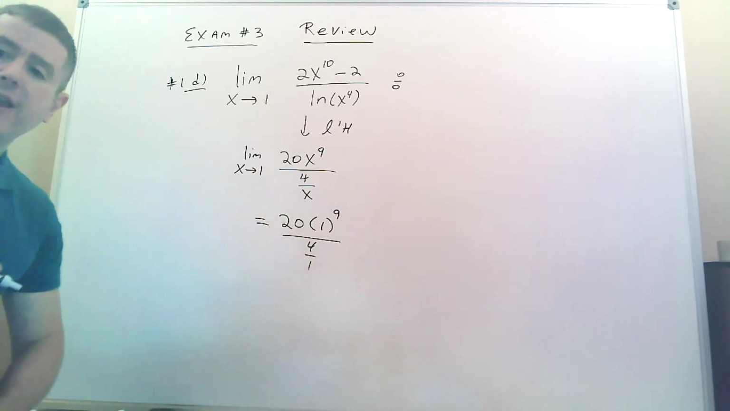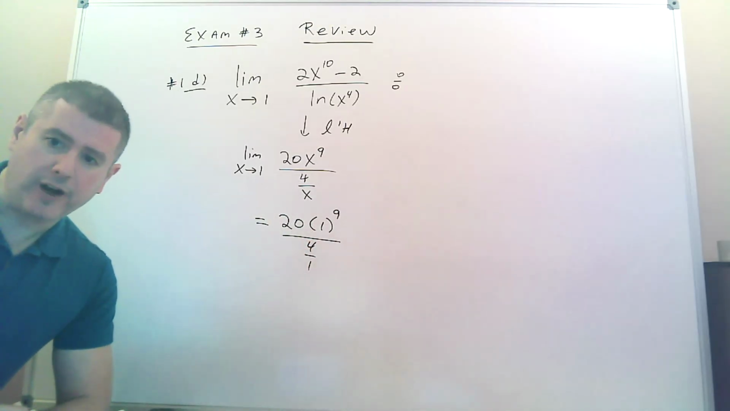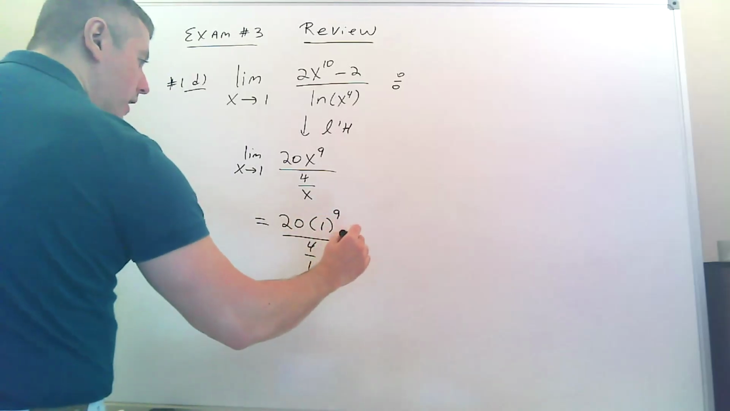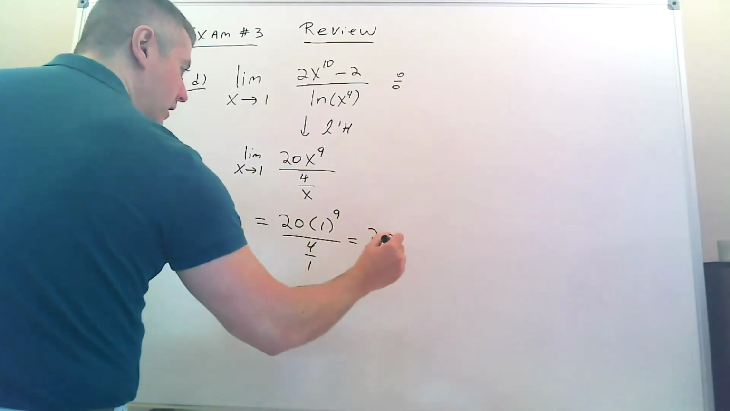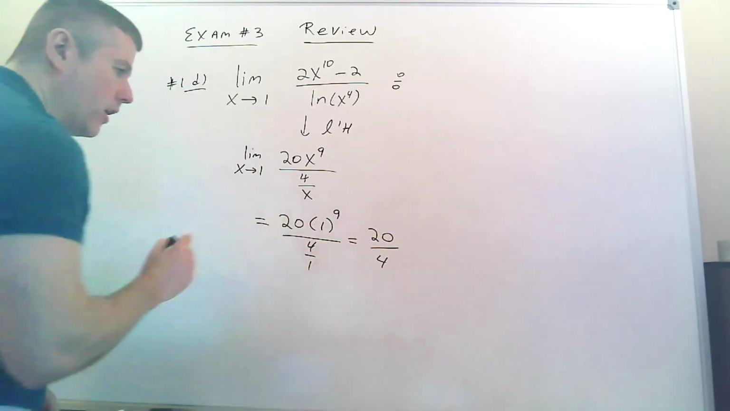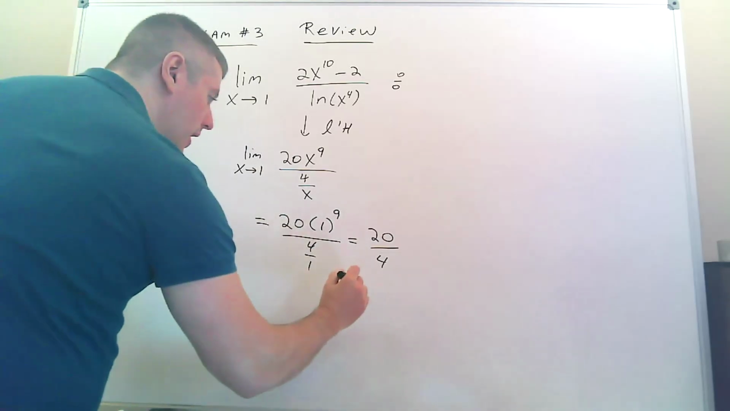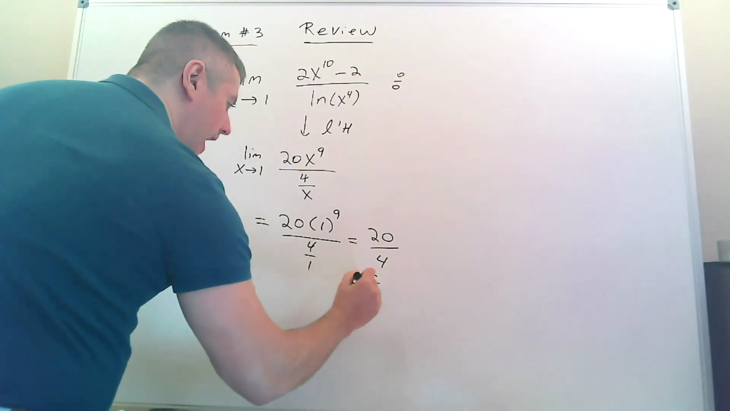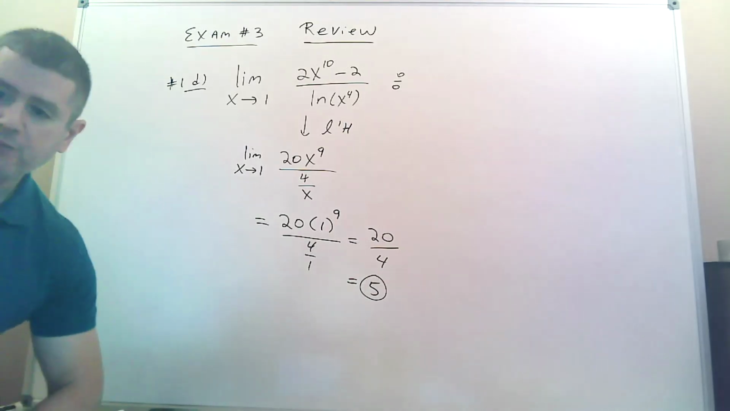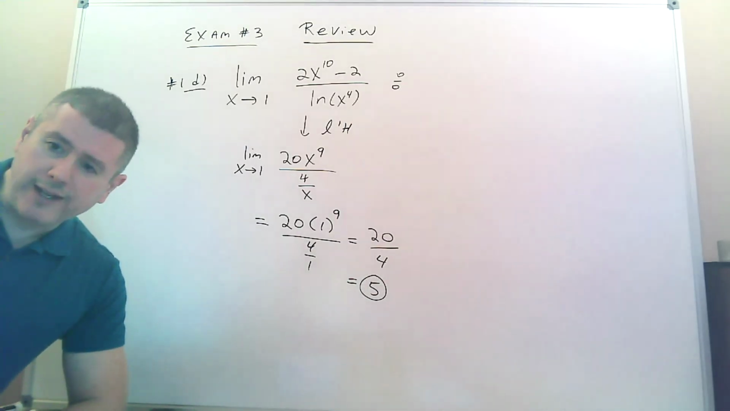Look what happened. Look how nice. You don't have to simplify it. 1 to the 9th is 1. So on the top, you just get 20. 4 divided by 1 is 4. See how easy that was? You just put the 1 in there. 20 divided by 4 is 5. Pow. That's my limit. Done. You don't need to simplify it.